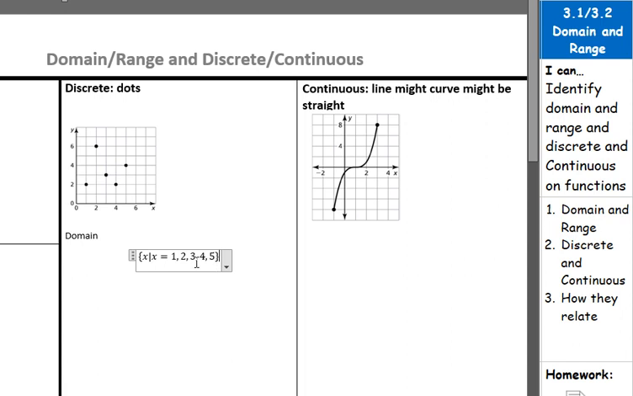The reason we have to write our domain like this is because there's no middle ground. Between 2 and 3, I don't know what my output would be. There's no line connecting them. So that's my domain. Here's my range.